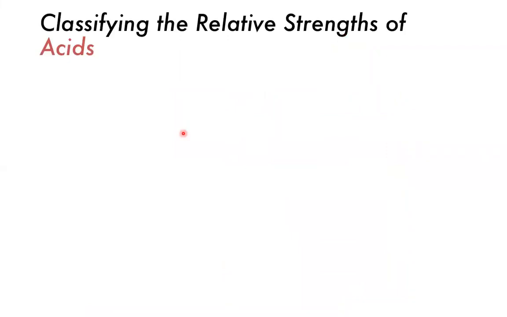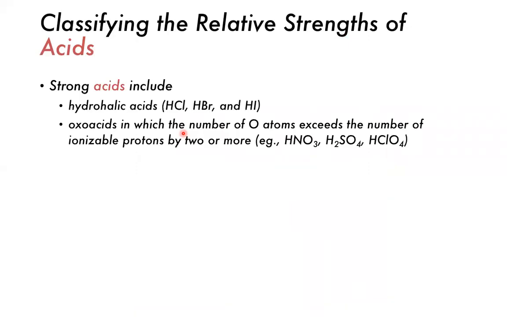Classifying the relative strengths of acids. Strong acids include hydrohalic acids such as HCl, HBr, and HI. And as I mentioned a moment ago, it does not really include HF. HF is a lot weaker than we would assume, and that's really because of the high electronegativity of F, meaning they kind of form a covalent bond. Also strong are oxoacids in which the number of O atoms exceeds the number of ionizable protons by 2 or more. So this is going to be nitric acid, sulfuric acid, and hypochlorous acid.